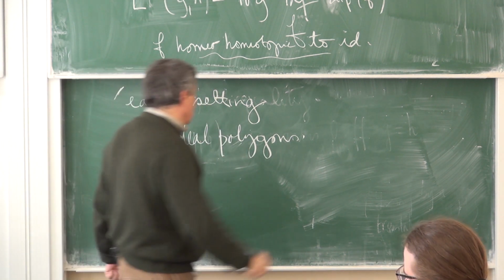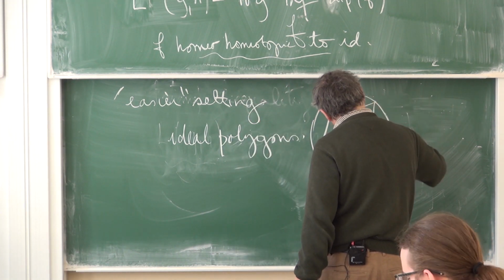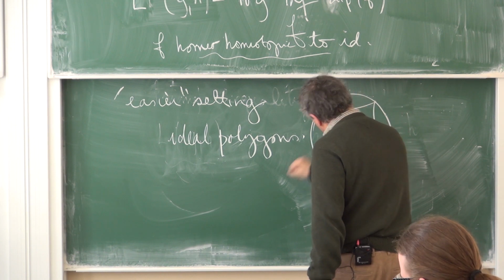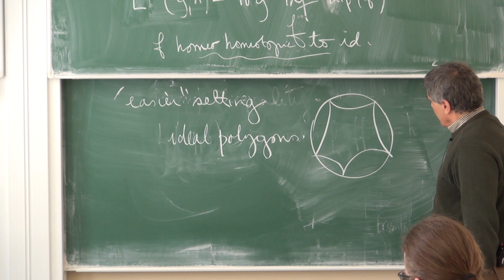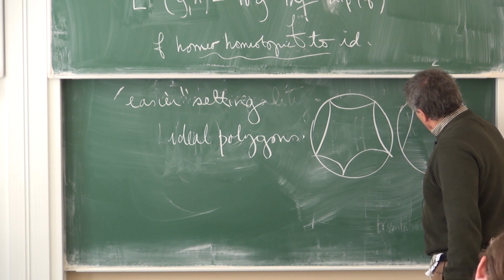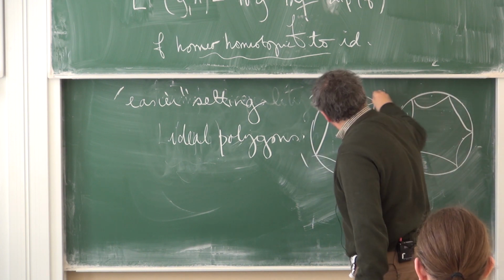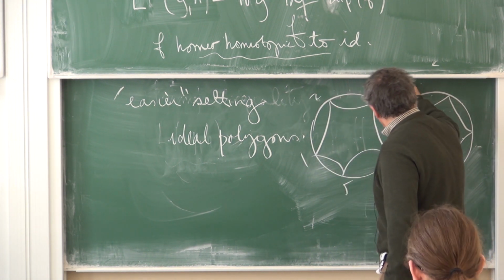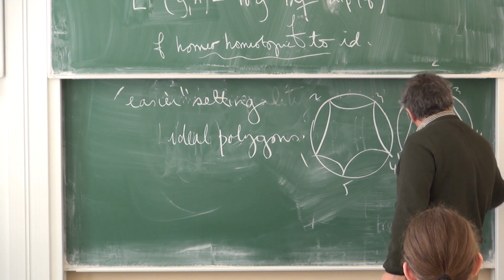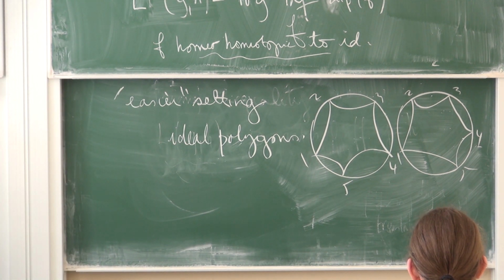So I take an ideal polygon, say an ideal pentagon. So this is 1, 2, 3, 4, 5, and this is 1, 2, 3, 4, 5. You know that ideal polygons do not necessarily have the same shape. They are not all isometric. It's not like ideal triangles.